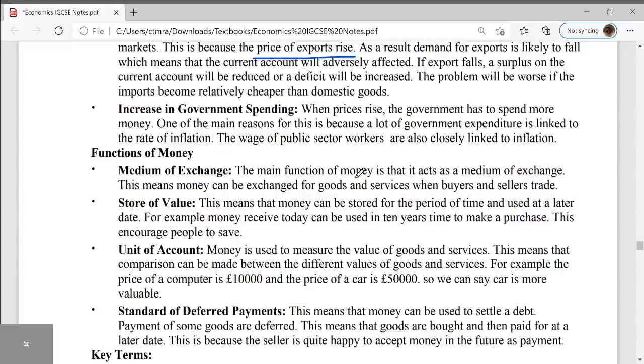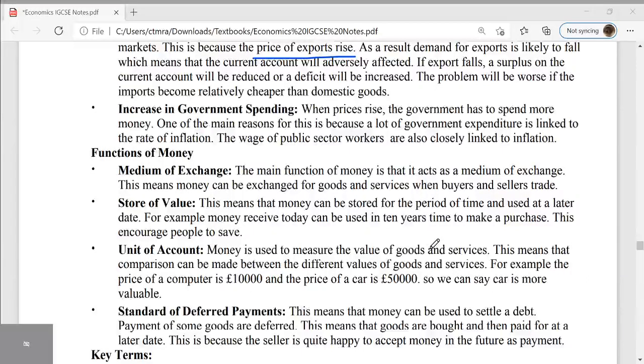Next is unit of account. Money is used to measure the value of goods and services. This means that comparison can be made between the different values of goods and services. For example, the price of a computer is 10,000 pound, and the price of a car is 50,000 pound. So we can say a car is more valuable than a computer.